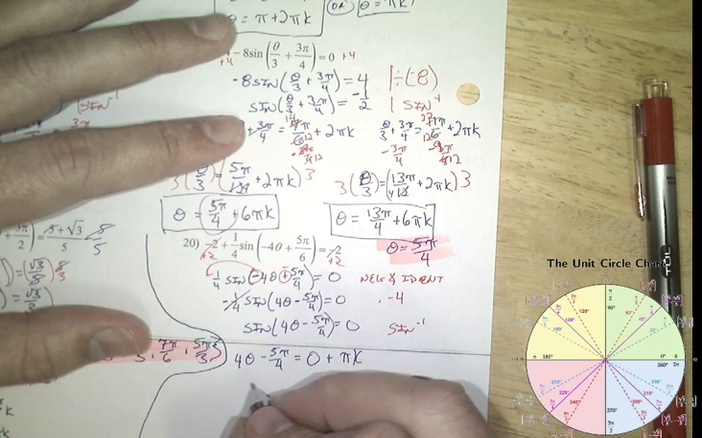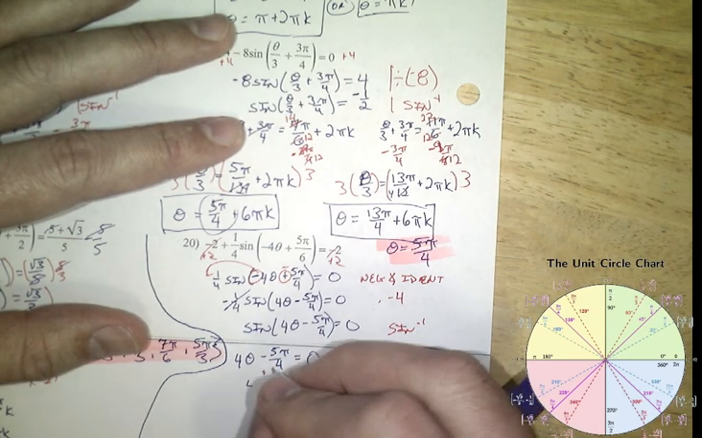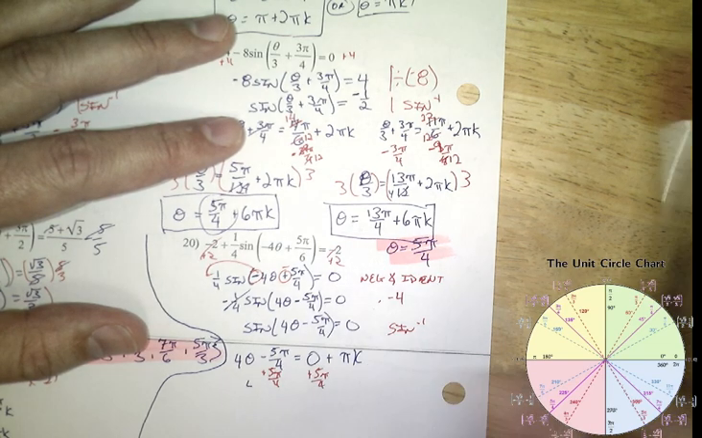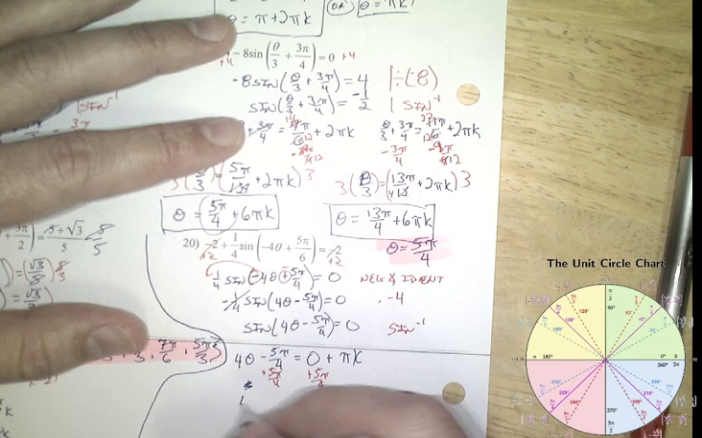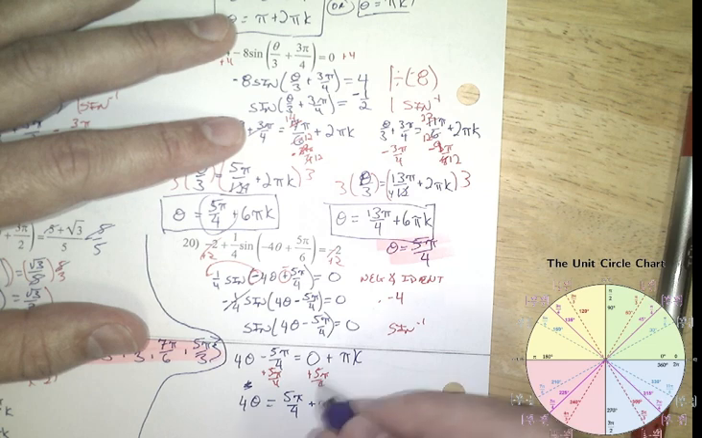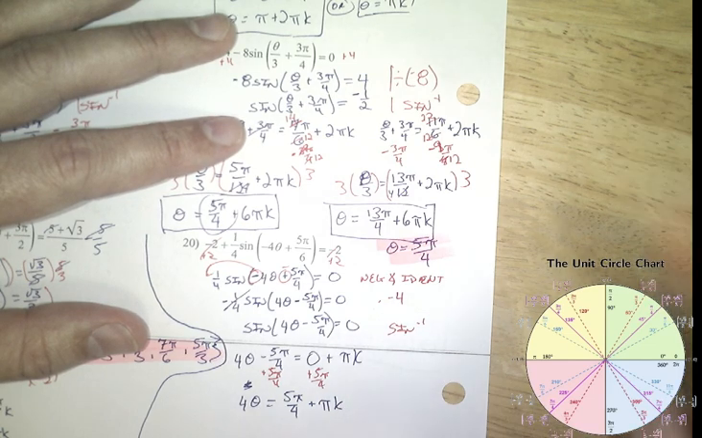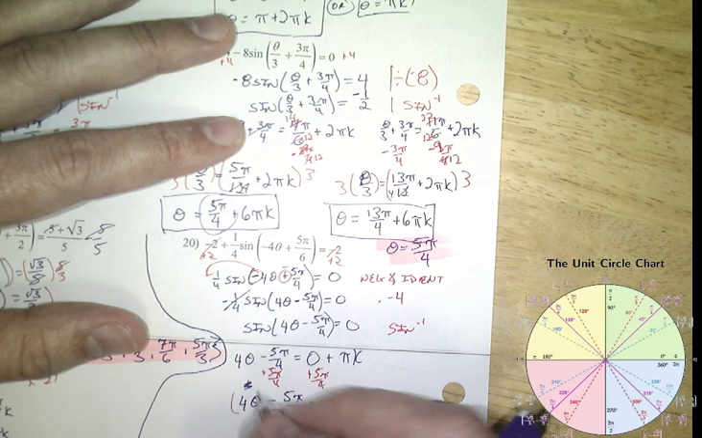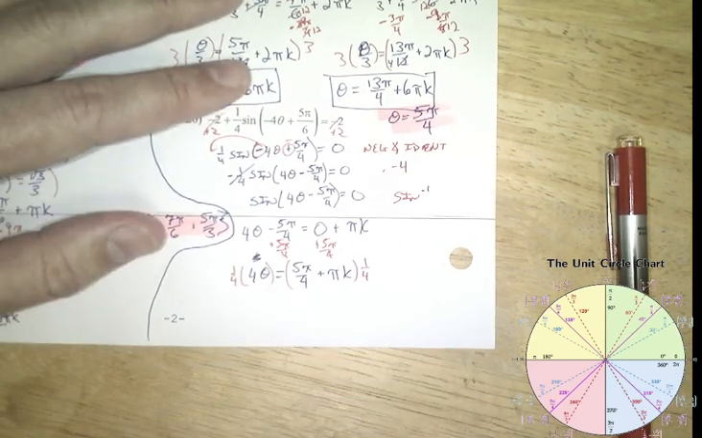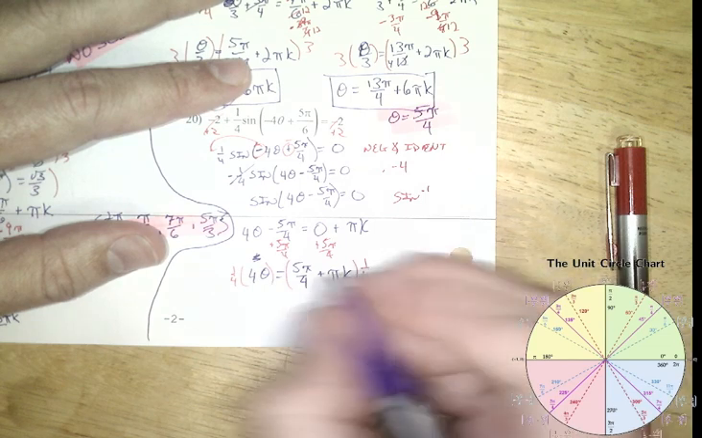Add 5 pi over 4 to both sides. And we should get 4 theta is equal to 5 pi over 4 plus pi k. We cannot collect those terms. There's a k in there that stops us from collecting them. And then I'm going to multiply by the reciprocal. I like multiplying by 1/4 more than I like dividing by 4. It's just easier with the fractions, I think.